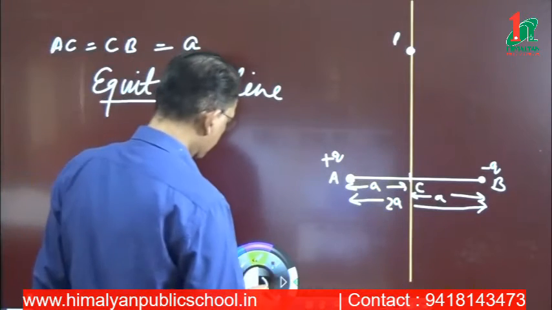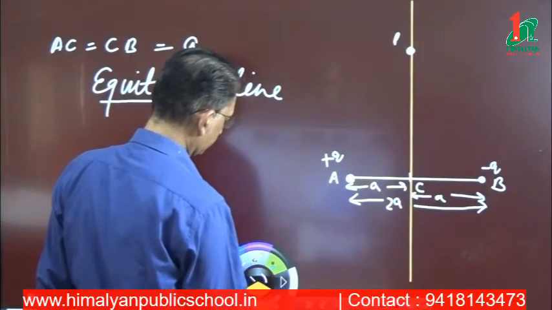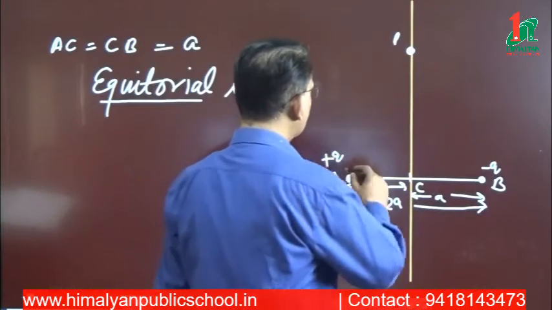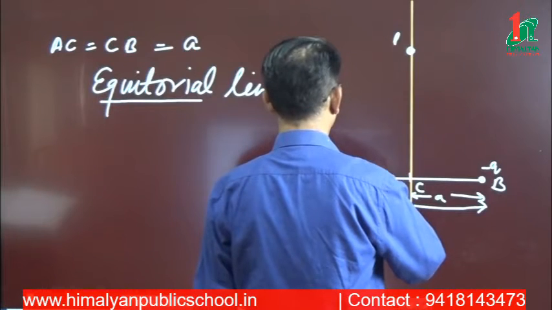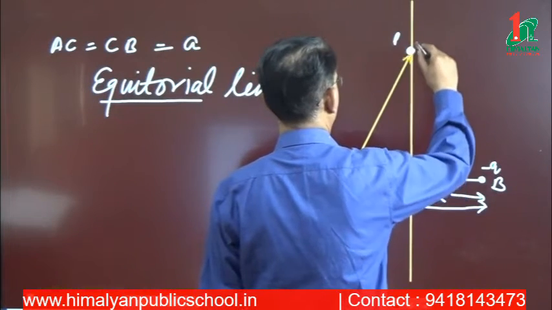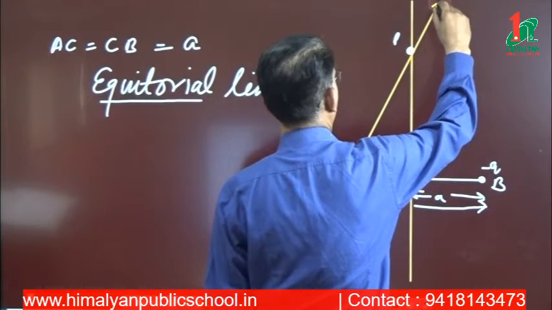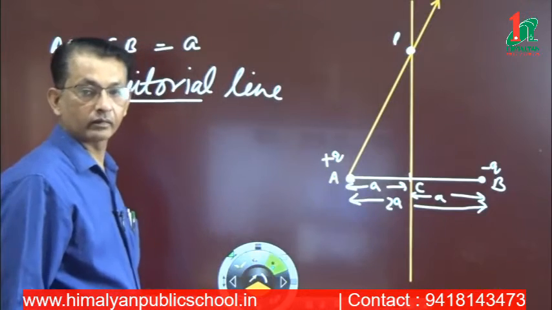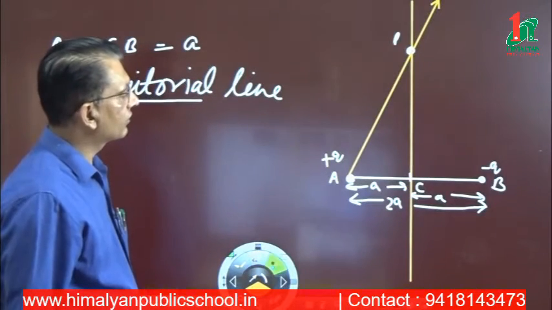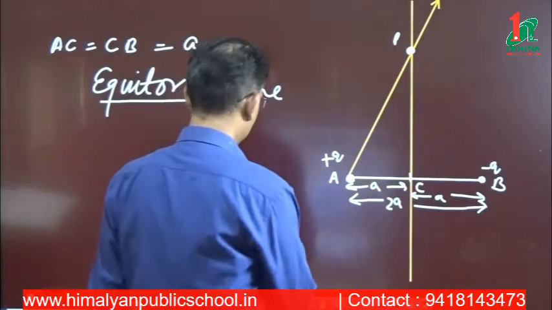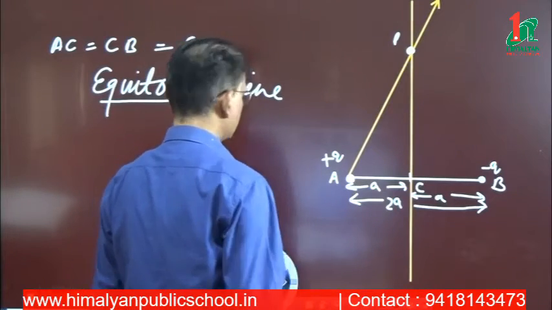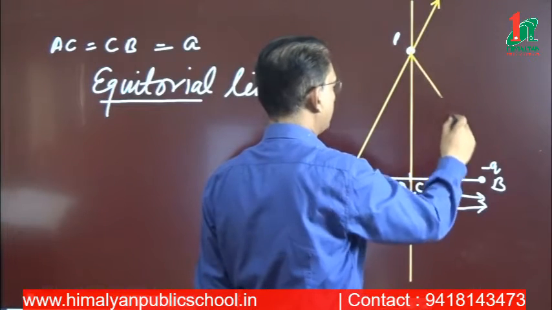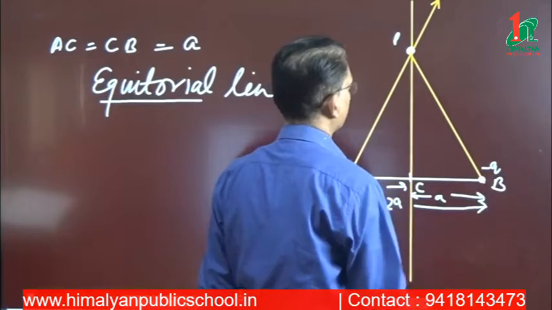Now you will join point A and P like this, and PB also like this.